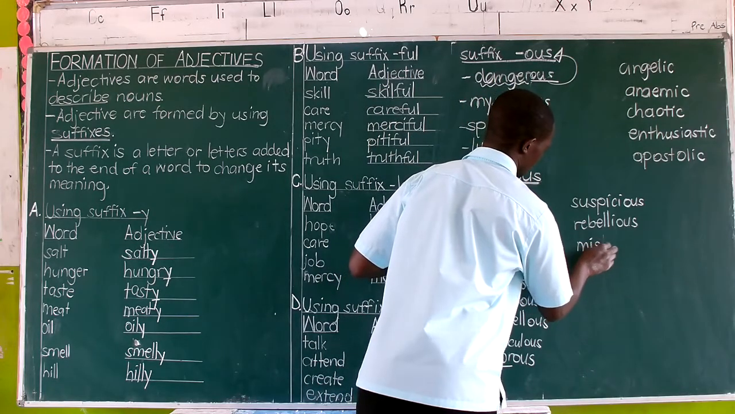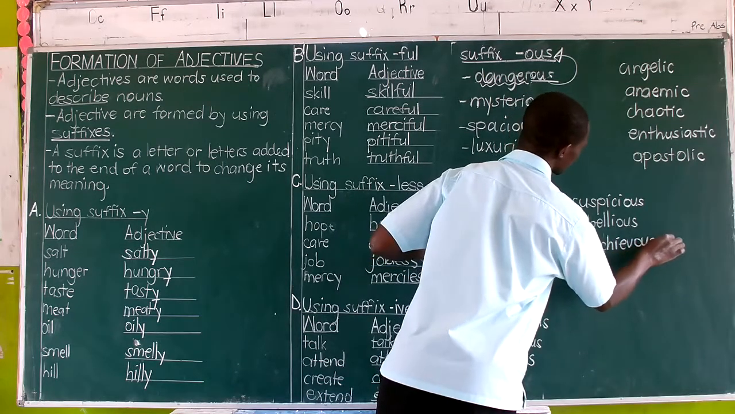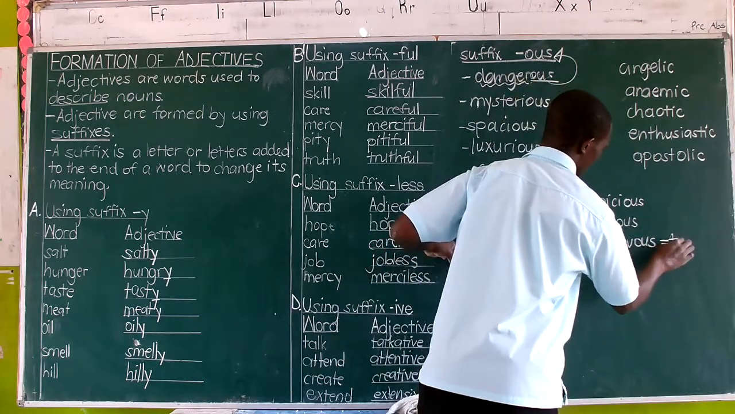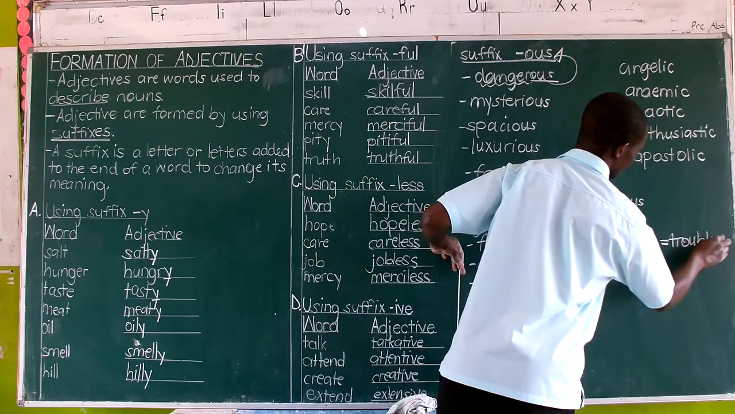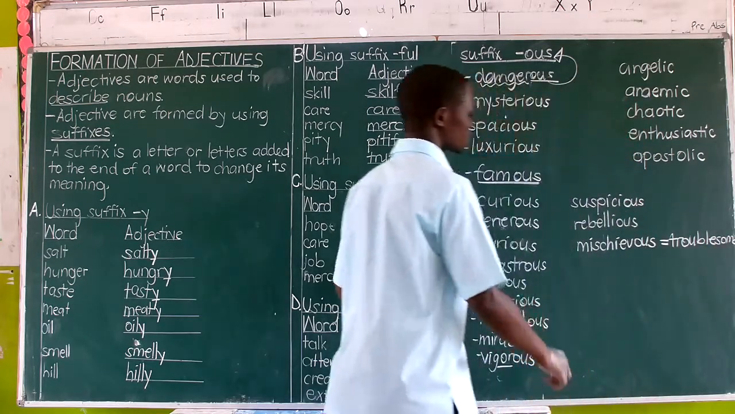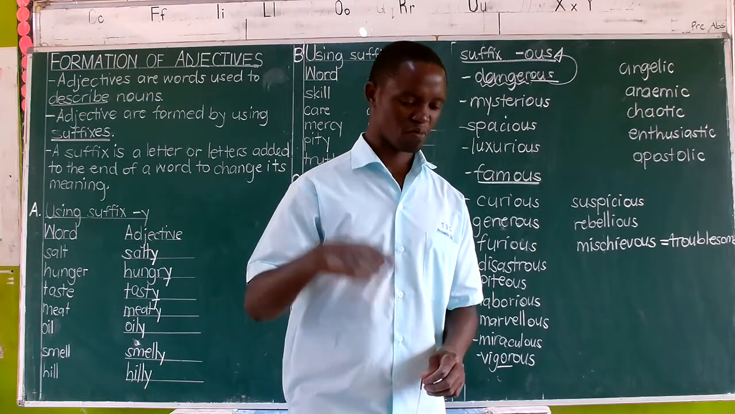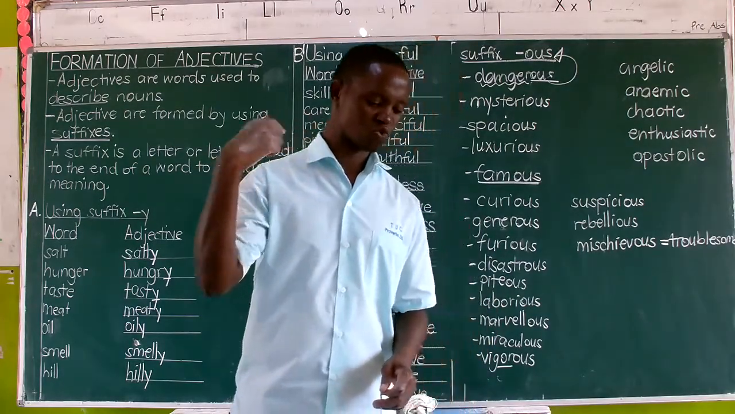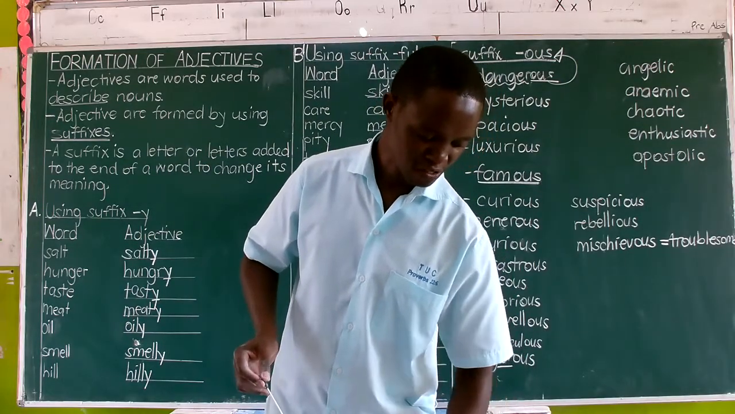Check the spelling. Mischievous. Mischievous people are troublesome. So mischievous is the same as troublesome. A troublesome person can cause problems at any time. Problematic, troublesome, mischievous have similar meanings.